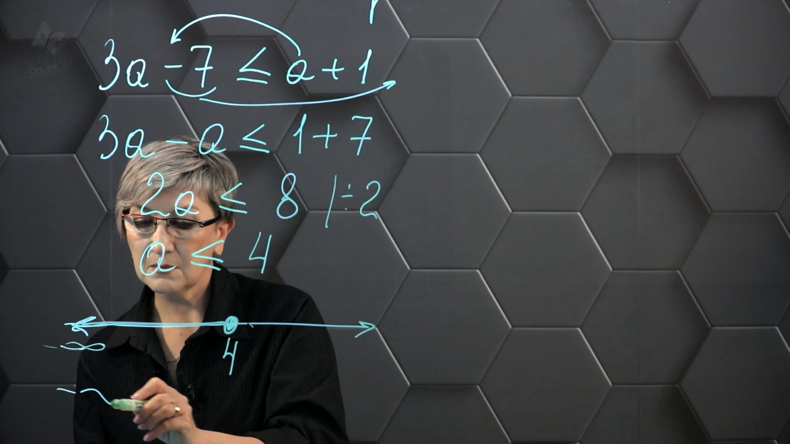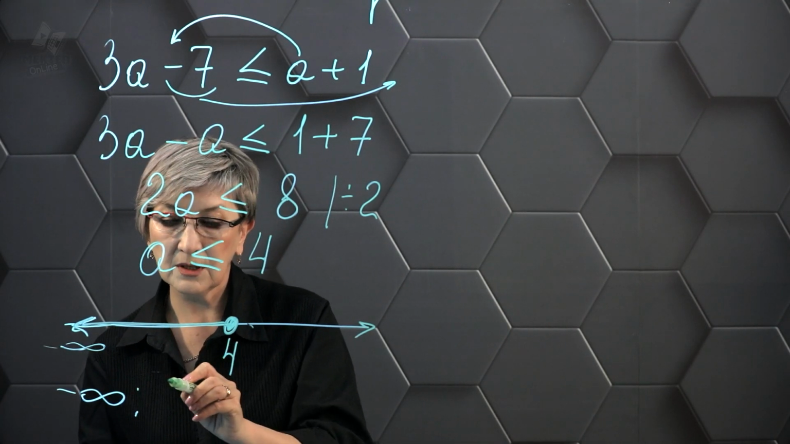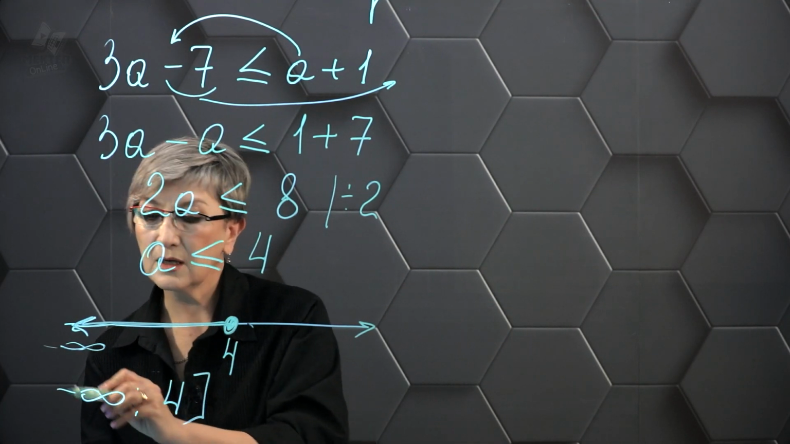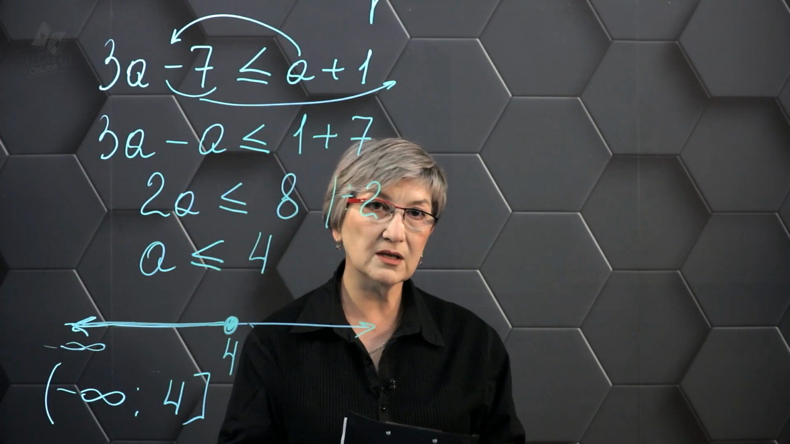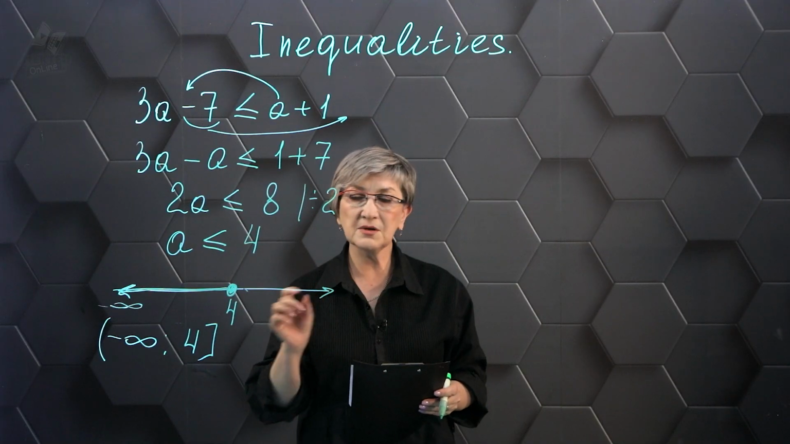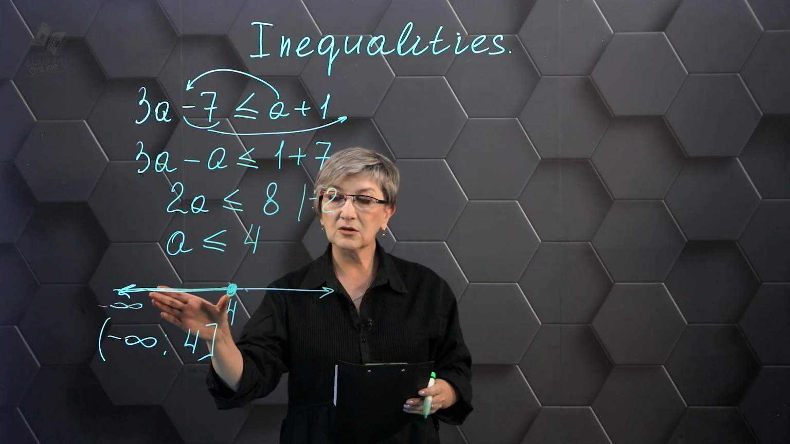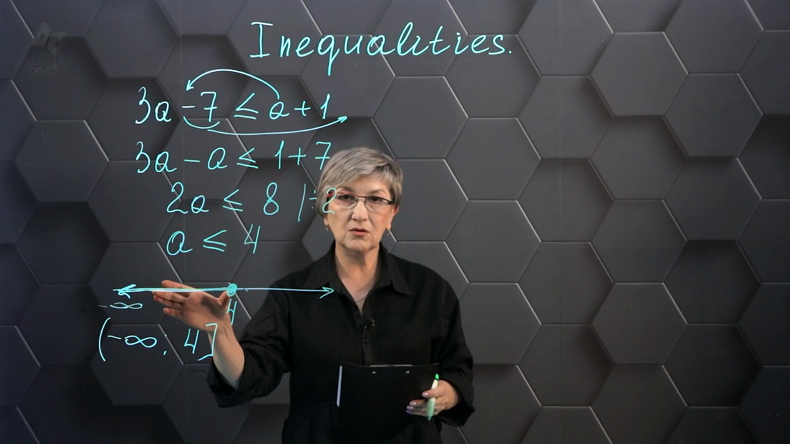On the left we have minus infinity. We go all the way to the number 4. Infinity in parentheses, the number 4 in square brackets. Notice those numbers to the left of 4. These are all numbers less than 4.